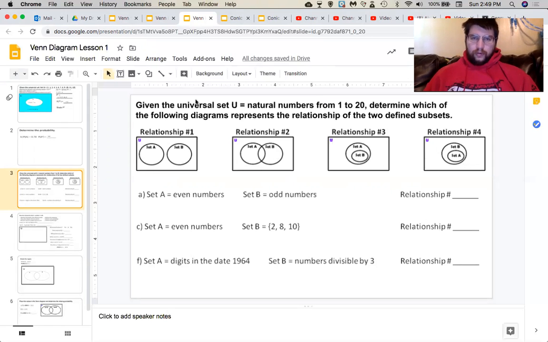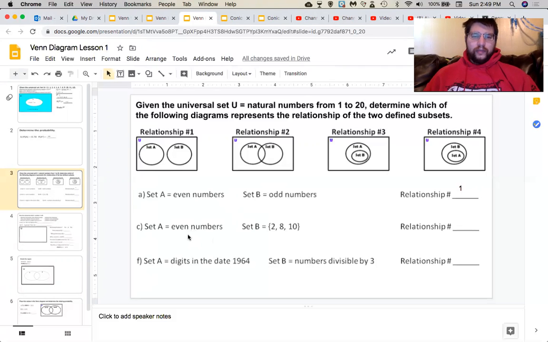So our universal set is the numbers 1 through 20. And we need to look at these guys. Set A is even, set B is odd. Is there any overlap? No, they're mutually exclusive. One's even, one's odd. So this is relationship number 1. So I'm going to stick a 1 in the blank right here. Boom. That's what it's going to look like. If I drew this Venn diagram, it would look something like this.